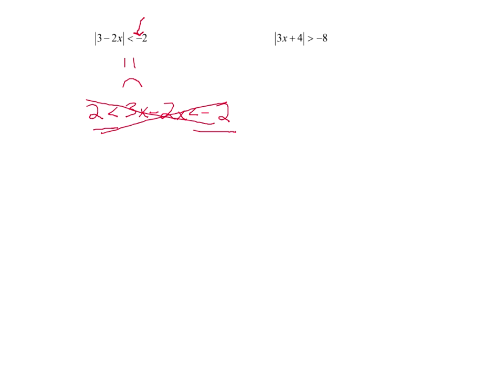The reason it doesn't work, as I'm sure you've already noticed, is that absolute value cannot be less than a negative. It can't be negative, much less than a negative. So what this means is no matter what you plug in for x, you're never going to get something that's less than -2 because you end up taking the absolute value of it, and that's always positive. So as soon as you notice you have absolute value less than a negative, you can say no solution.